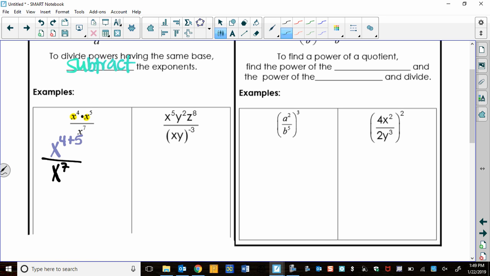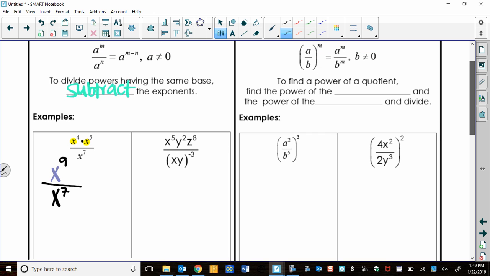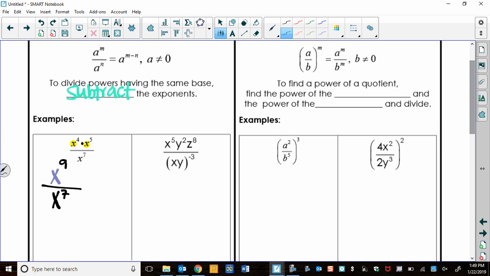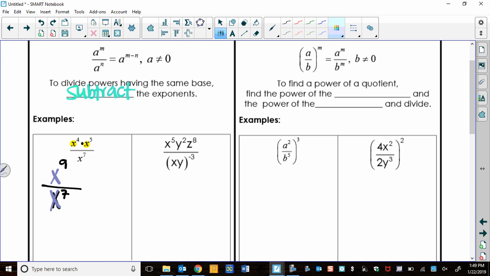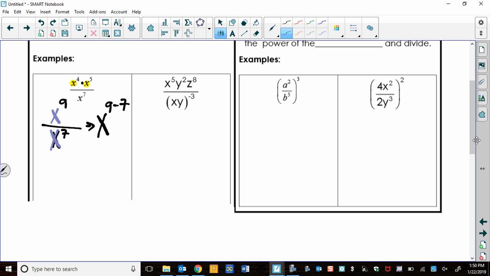Now, 4 plus 5 is going to give us 9. That's just the rule that we learned before. And I'm going to make this a 9. This new rule says if you have numbers sitting in the numerator and the denominator and they have the same base, you just take those exponents and subtract. So basically they have the same base of x. X to the 9th power, that 9 is coming from the numerator, minus 7. So 9 minus 7 is 2. So really, this is x to the 2nd power.